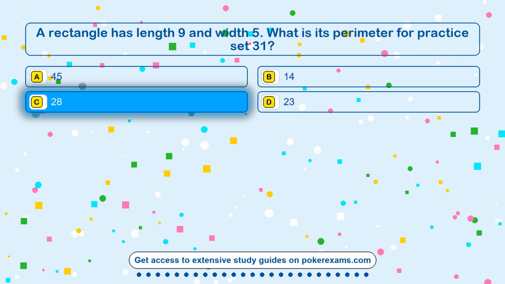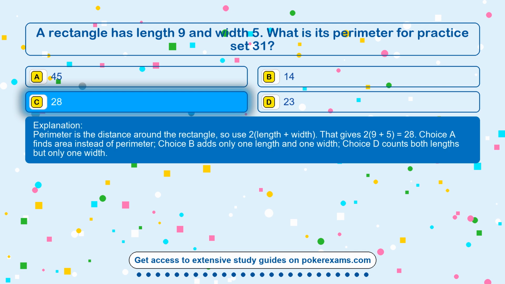The correct answer is option C, 28. Perimeter is the distance around the rectangle, so use 2(length + width). That gives 2(9 + 5) = 28. Choice A finds area instead of perimeter, choice B adds only one length and one width, choice D counts both lengths but only one width.